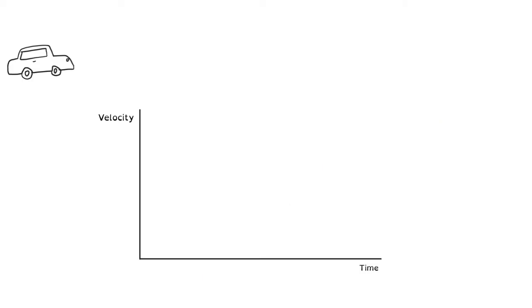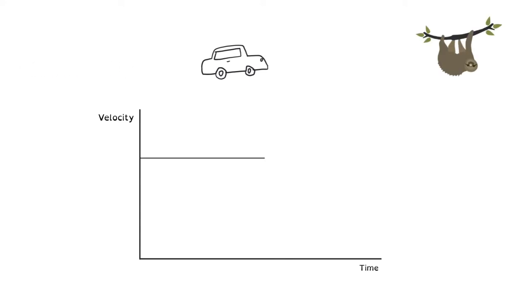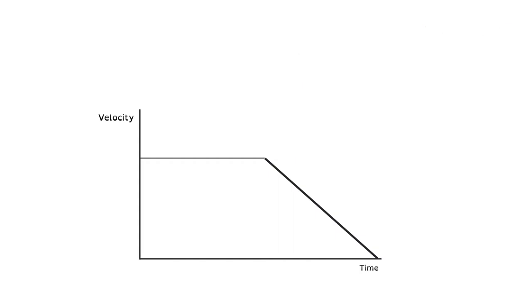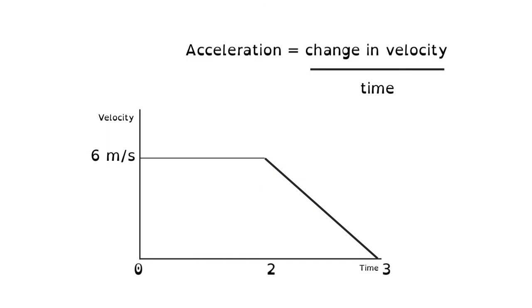Let's look at how this can be shown using a velocity time graph. So as we've just seen, we start with the car moving at a constant velocity, but then the car is going to brake, and it will slow down and eventually go to 0 meters per second. Let's add some numbers. So let's say the velocity is 6 meters a second. It starts at 0 seconds, presses the brake at 2, and stops at 3 seconds.